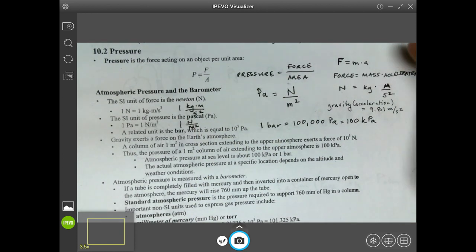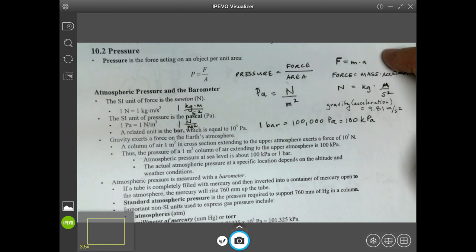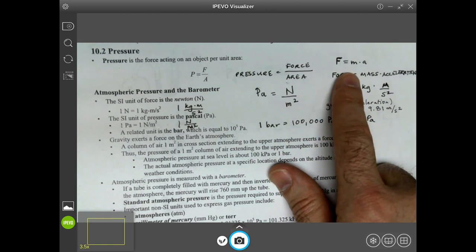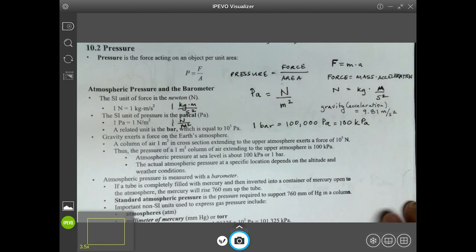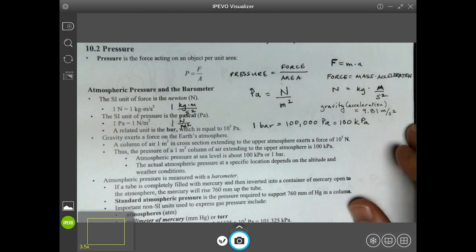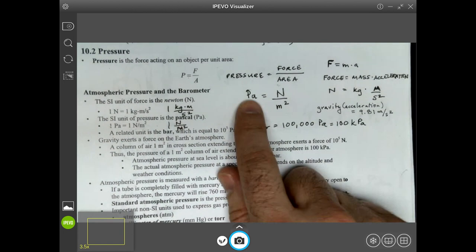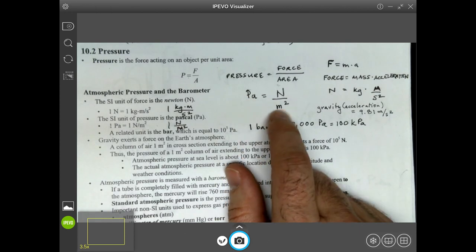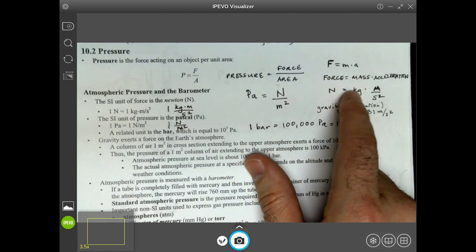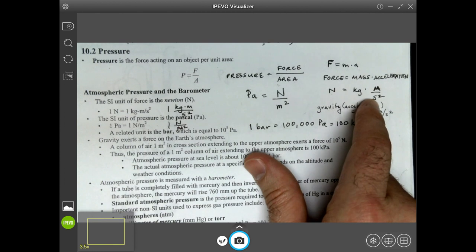I also gave you this because I believe at some point in some of the questions, they expect you to know this. Force equals mass times acceleration. Okay. So now what these are here, the Pa equals N over m squared, and the N equals kg times m over second squared.